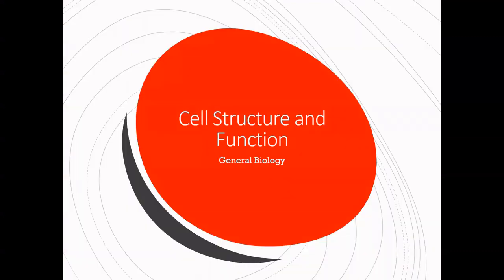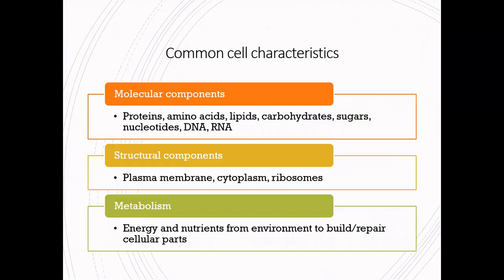So having talked about that, then we have to talk about a little bit of the actual structure and function within cells. Common cell characteristics: they all have molecular components: proteins, amino acids, lipids, carbohydrates, sugars, nucleotides, RNA, DNA. They all have structural components, such as plasma membrane, cytoplasm, and ribosomes. And they all have some form of metabolism, which is getting energy and nutrients from the environment to build and repair cellular parts.